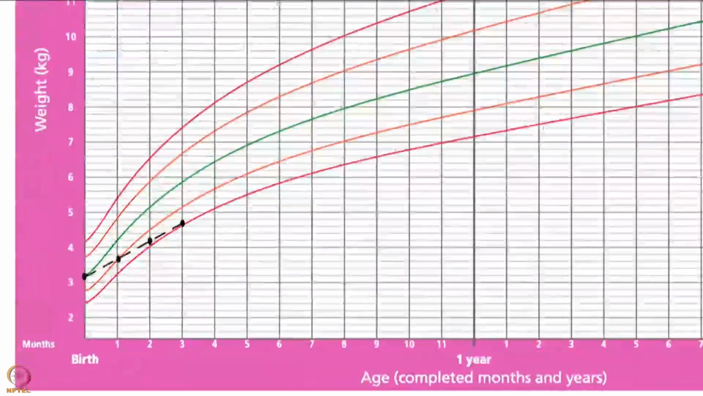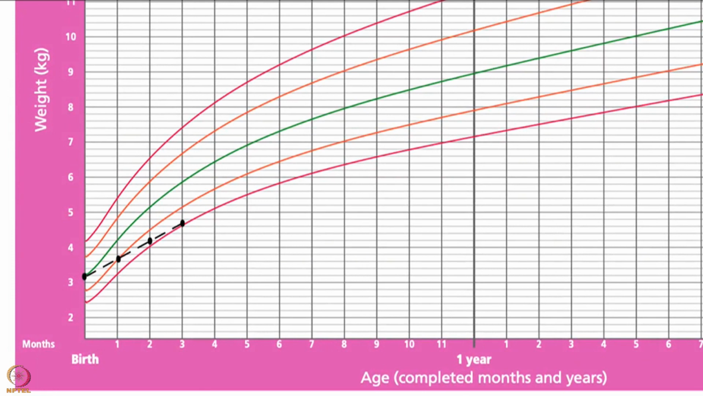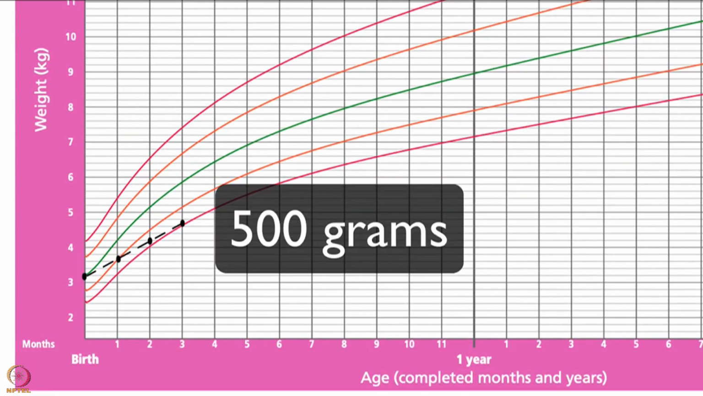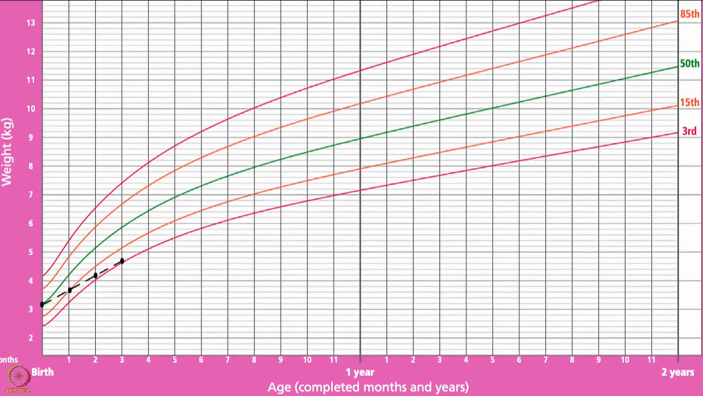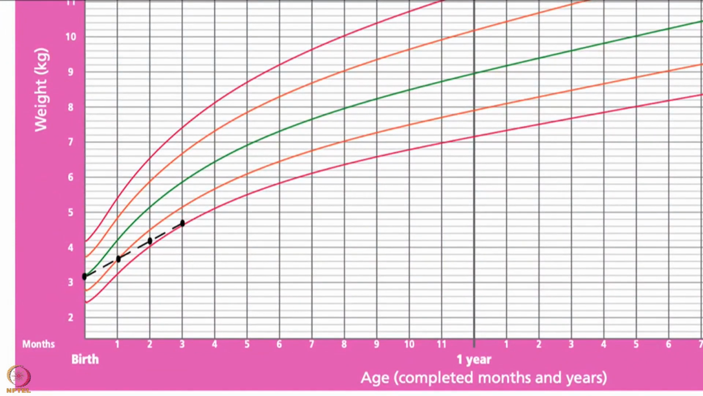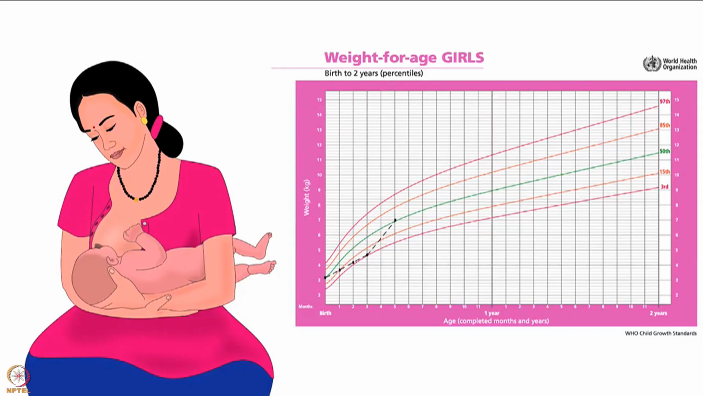Another problem is slow growth. Here, Pooja's average weight gain is only 500 grams per month. Her birth weight was average at the 50th percentile line. However, here we can see that she became undernourished in just 3 months. She needs effective breastfeeding to come back to the 50th percentile line.